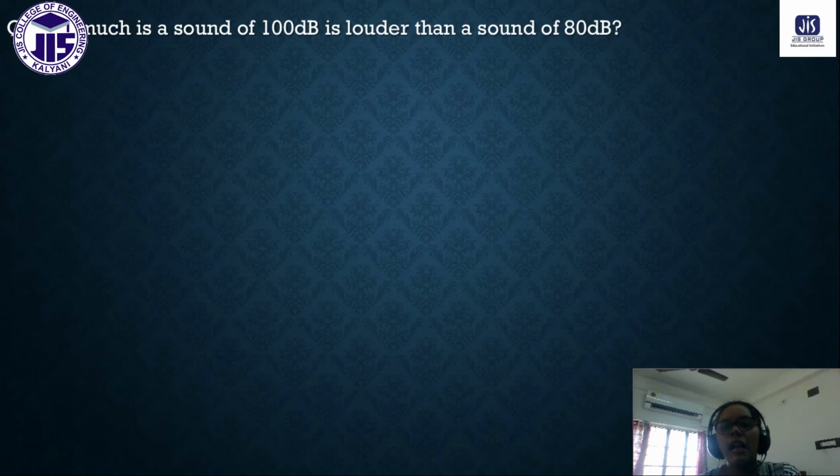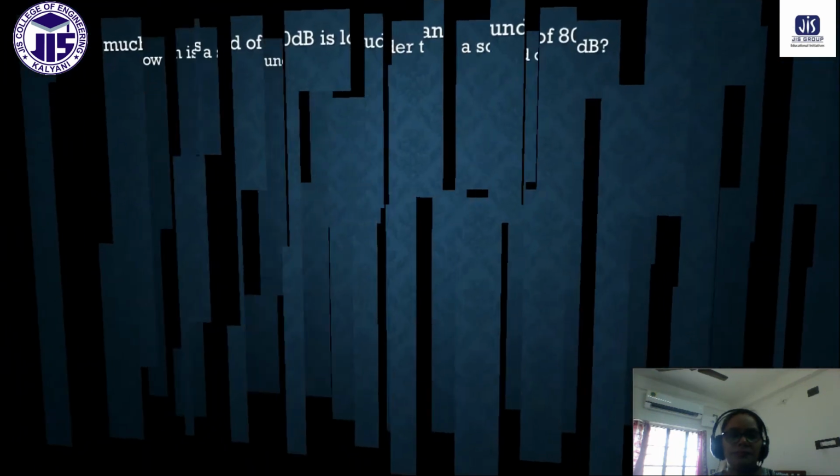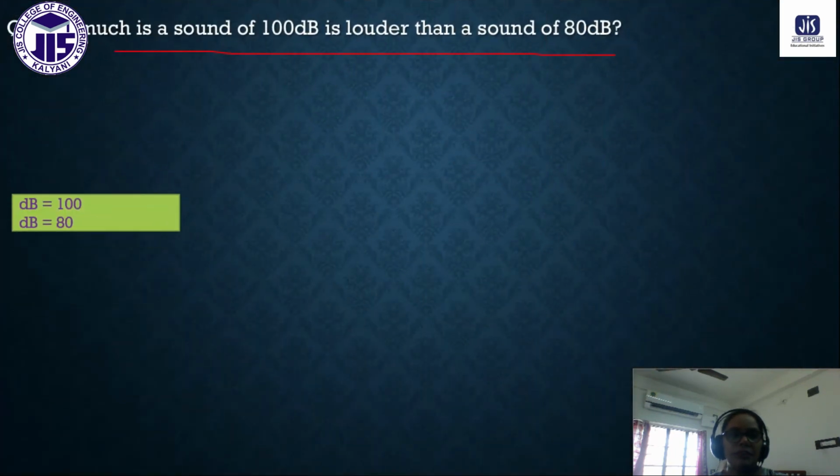Next question is, how much is a sound of 100 decibel louder than a sound of 80 decibel? Here two decibel values are given. One is 100 decibel sound and one is 80 decibel sound. So you have to judge which is the louder one. Yeah, so these decibel values are given: 100 decibel and 80 decibel, right?